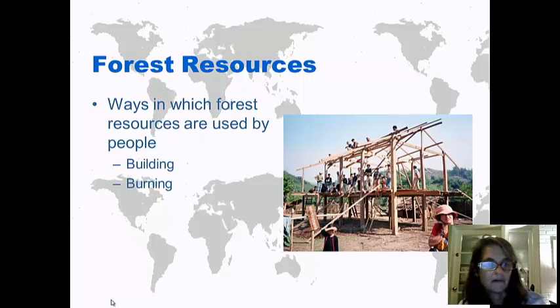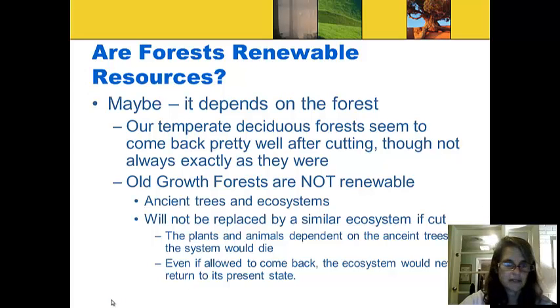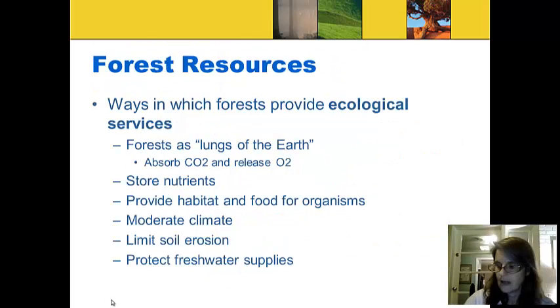All right, another land resource are forest resources. So, of course, forest resources are really important to people. We use them for building. People use wood for fuel, for fires, and so on. So, obviously, really important. Now, there are other things, however, that are a little less tangible than lumber and wood for fires that forests do for us. And these are called ecological services.